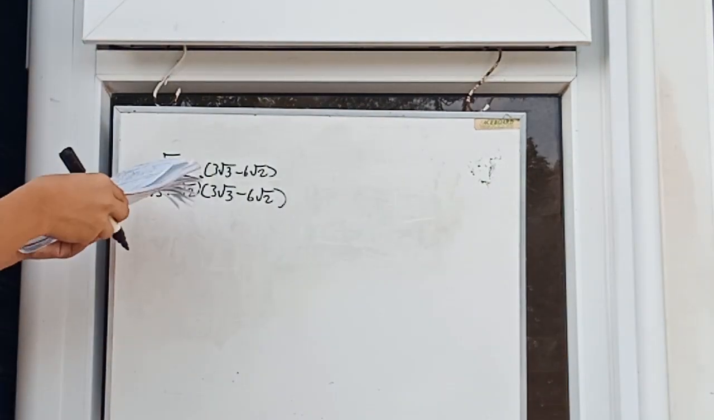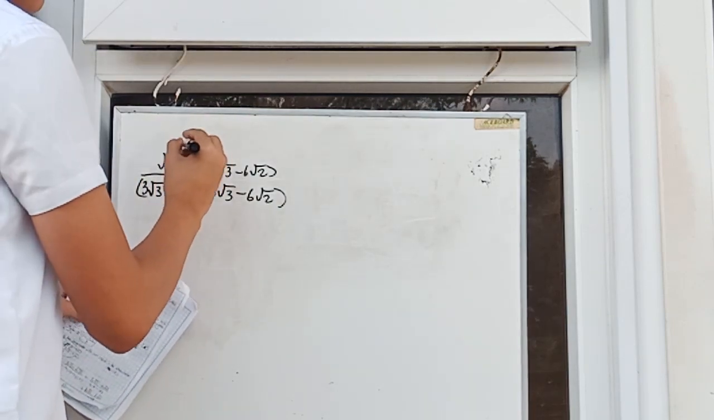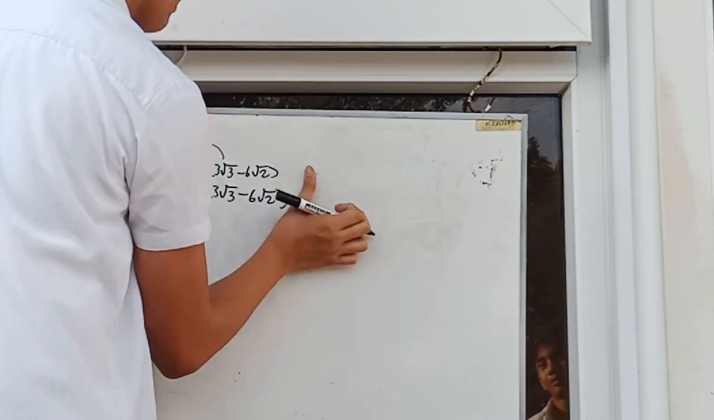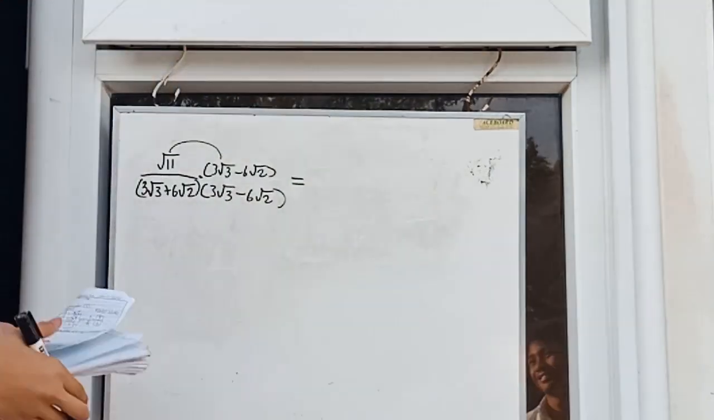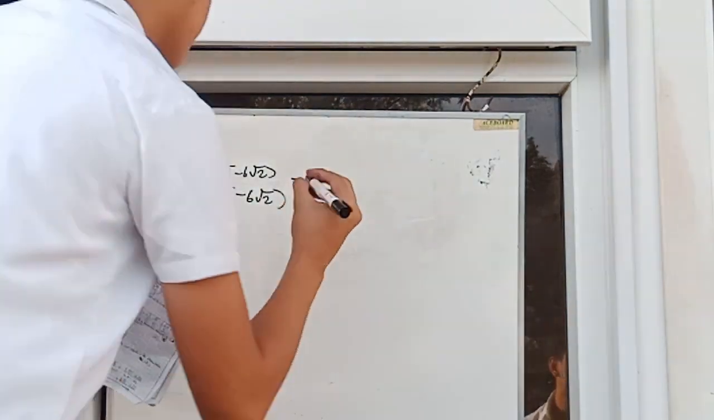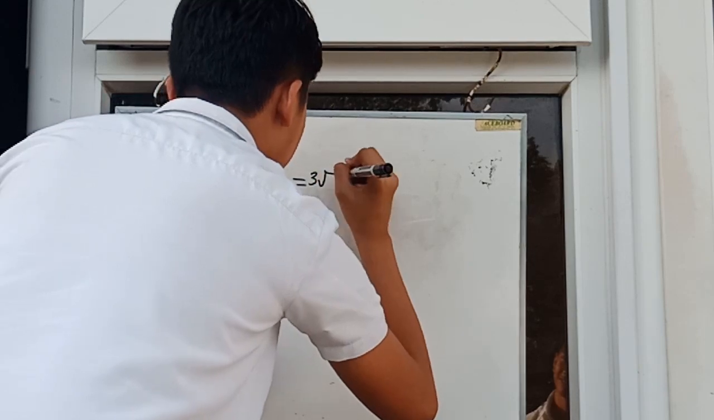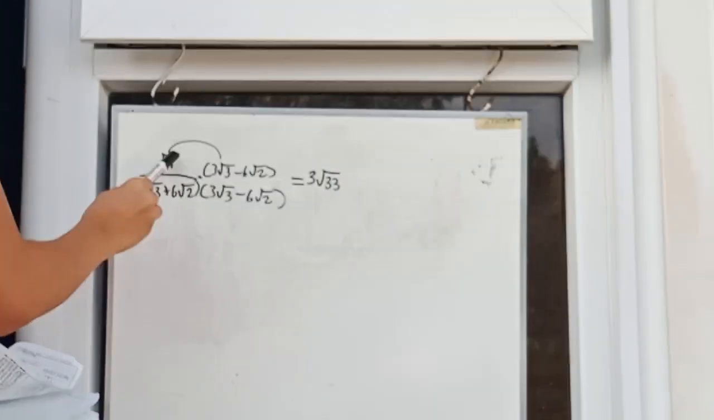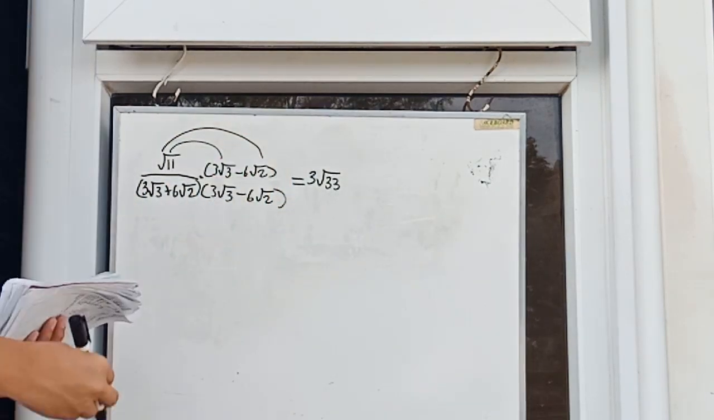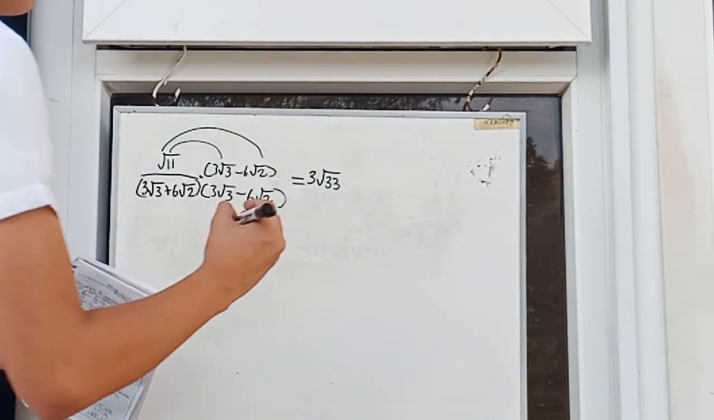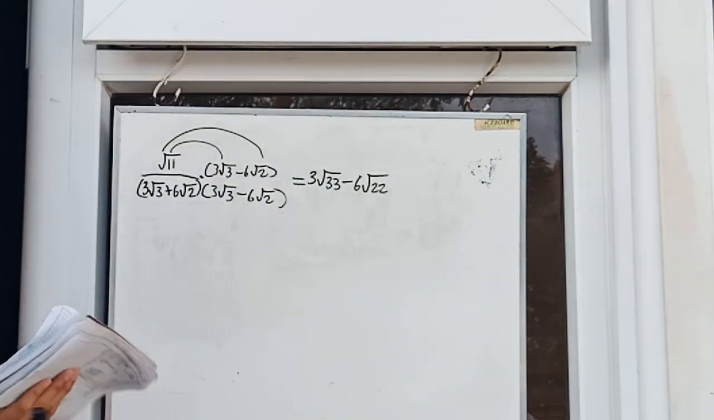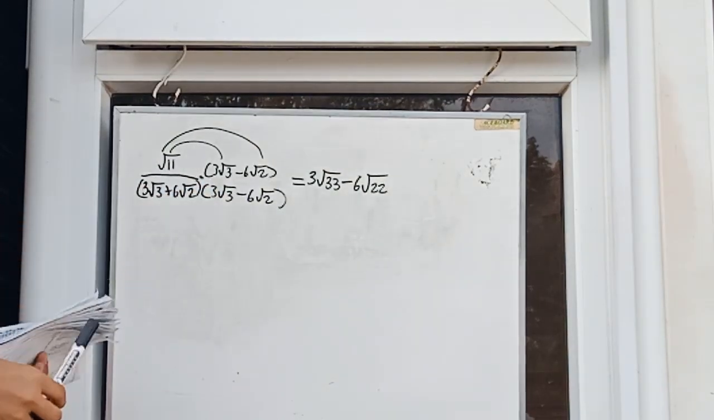Now, we just distribute. Square root of 11 times 3 square root of 3 is going to be 3 square root of 33, because 11 times 3 is 33. Now, square root of 11 times negative 6 square root of 2 is going to be negative 6 square root of 22, because square root of 11 times 2 is 22.